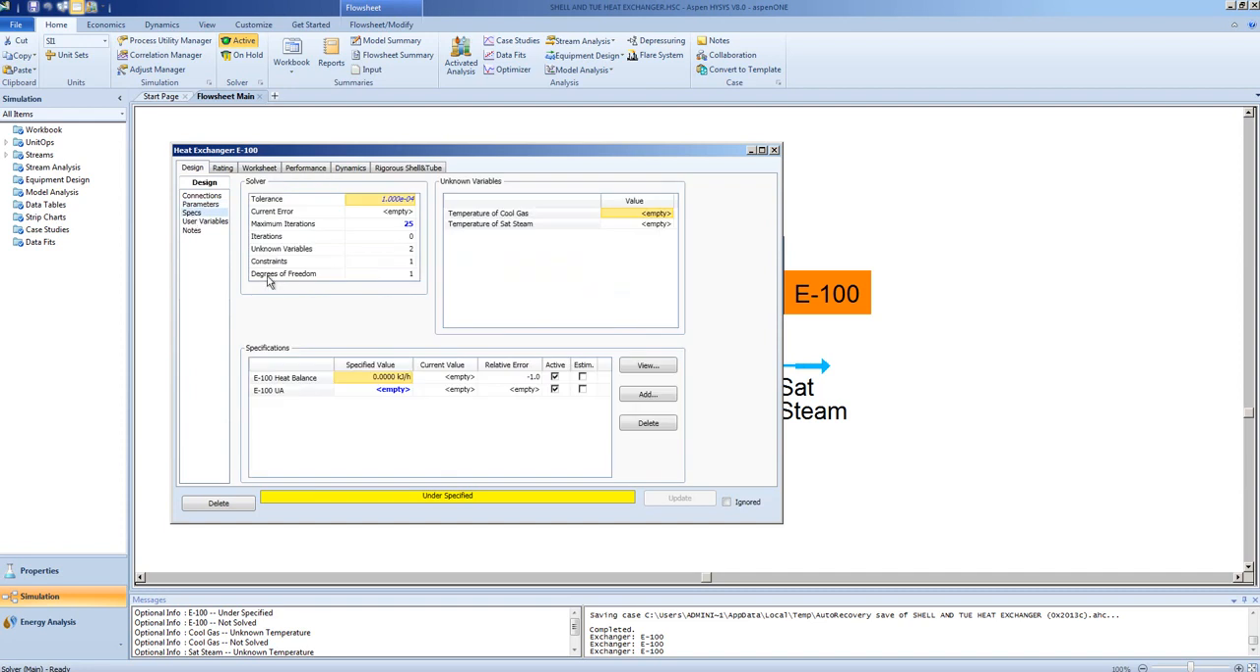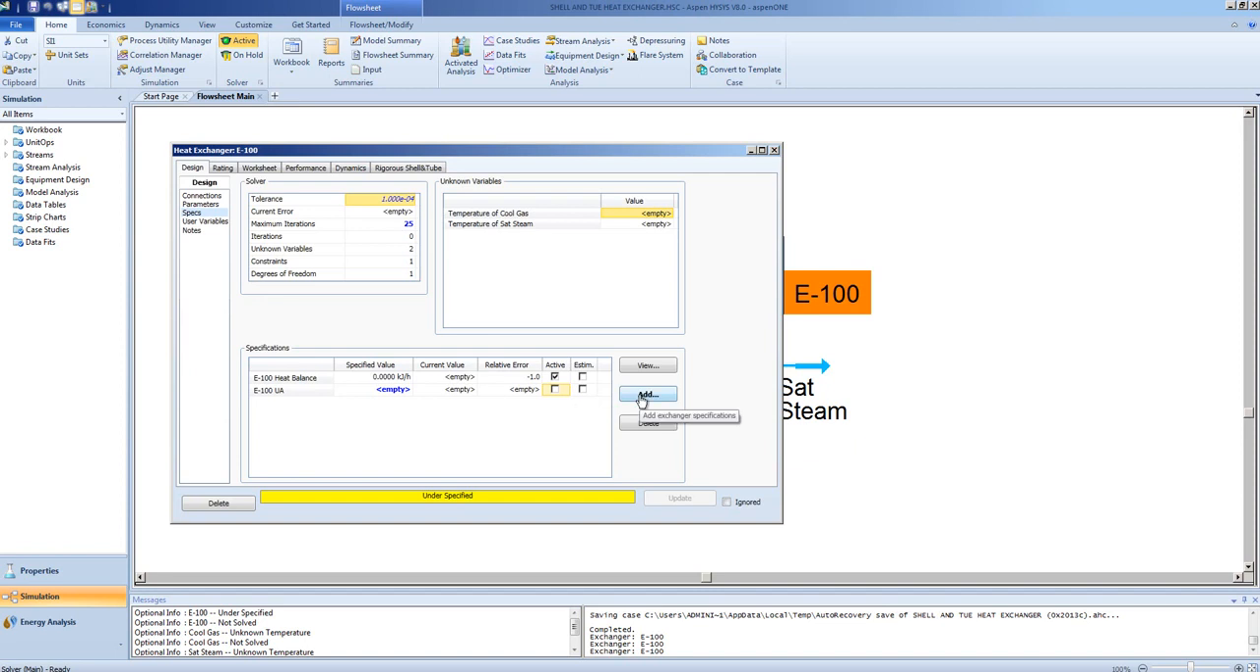Next, we go to the specifications page. Here we can see that the degrees of freedom is 1, meaning that we need to specify one further piece of information in order for the exchanger to solve. The UA can be specified. In this case, an active spec is a spec that is used towards the calculation. In this case, even though the spec is active, it is not used towards the calculation because the degrees of freedom is still 1 and it is empty. You can deactivate a spec by checking the box or removing the check from the box.